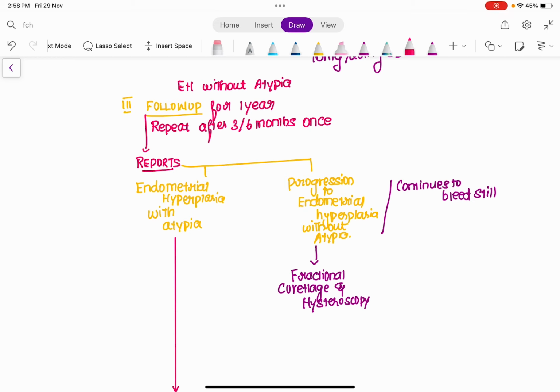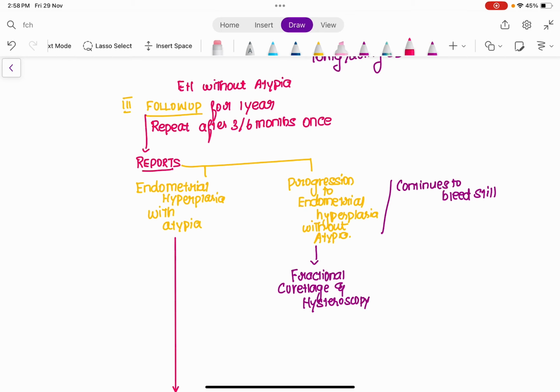So for the next 1 year, you have to repeat the endometrial biopsy after 3 months. Right, once every 3 to 6 months you have to repeat the endometrial biopsy. So endometrial sampling has to be repeated every 3 to 6 months for the next 1 year. So roughly it will be done around 2 to 3 times in the next 1 year. If you repeat this endometrial sampling about 3 times in the next 1 year, you have to see the reports.